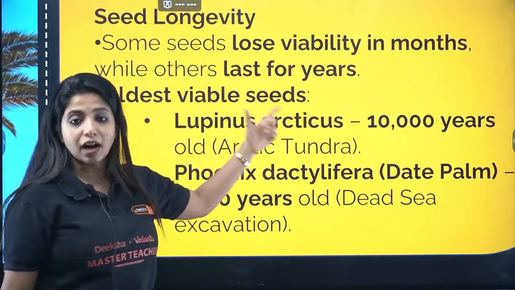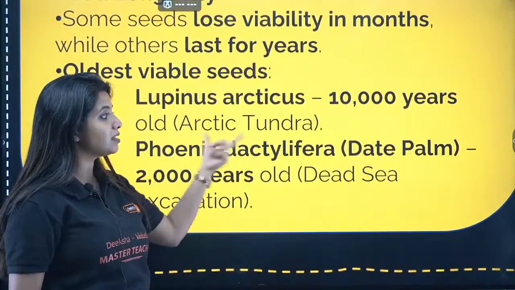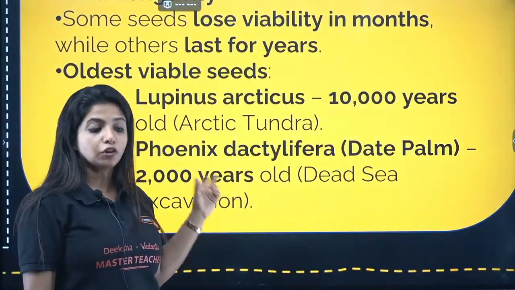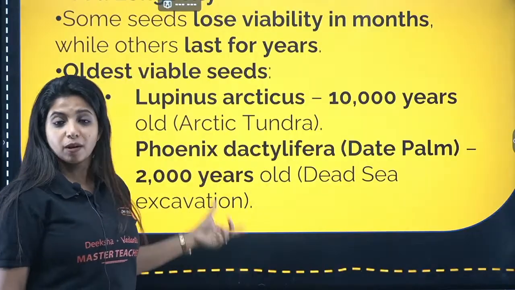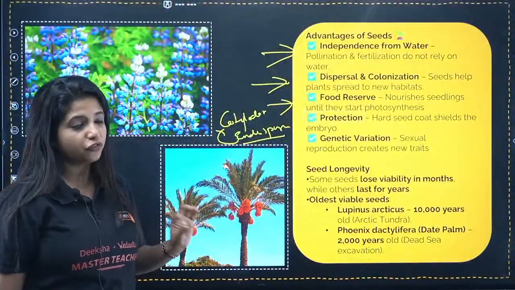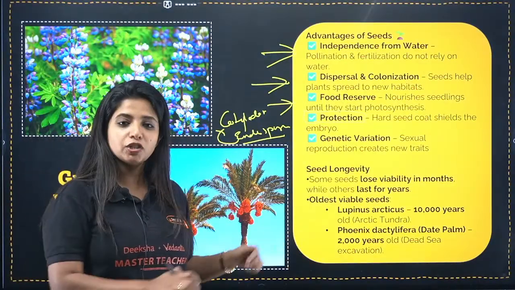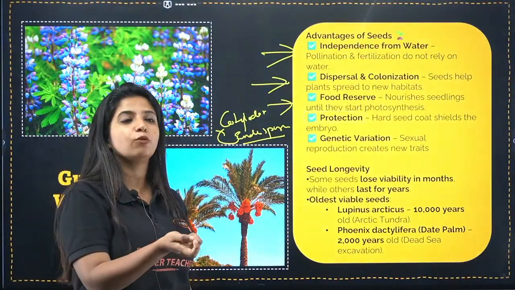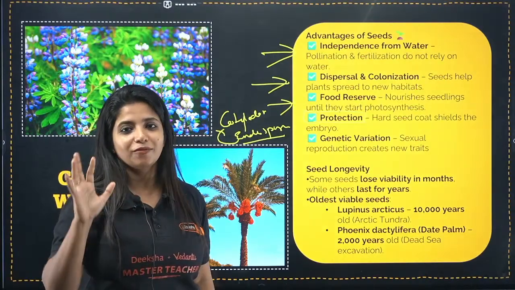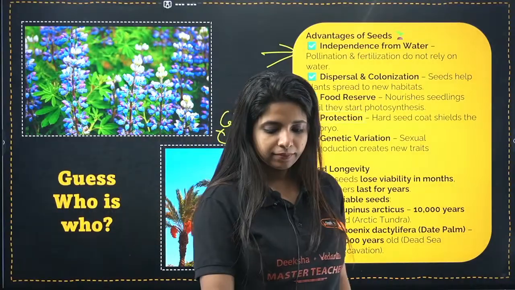First one is Lupinus arcticus. It remains viable for 10,000 years. The second one is Phoenix dactylifera, or date palm, which remained viable for 2000 years. So please remember this. This is very, very important. You can get questions on the basis of it. I have shown you the picture so that you can remember better. Just remember that King Herod was eating date palm, and it was a 2000 year old viable date palm seed. Cool? Clear?